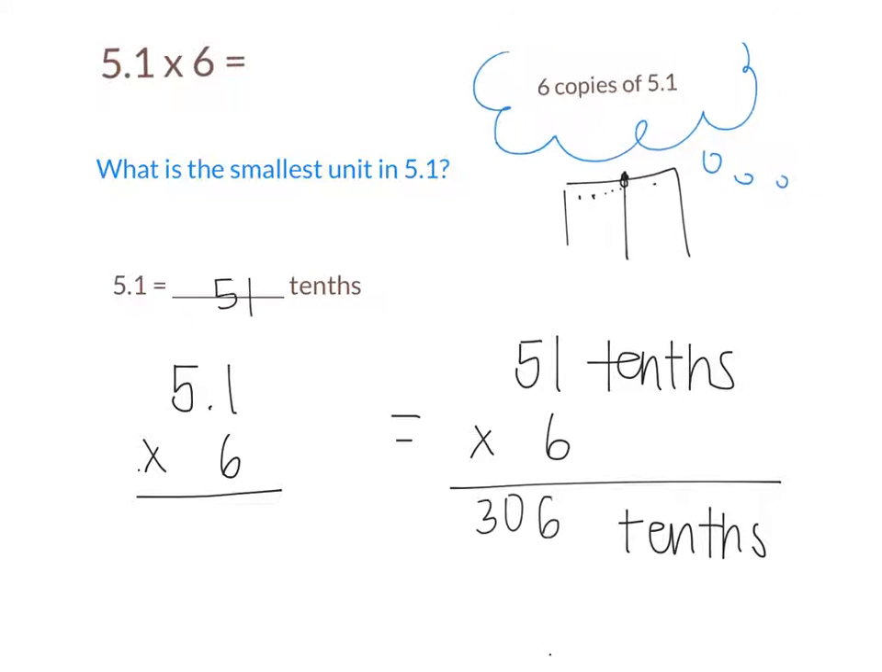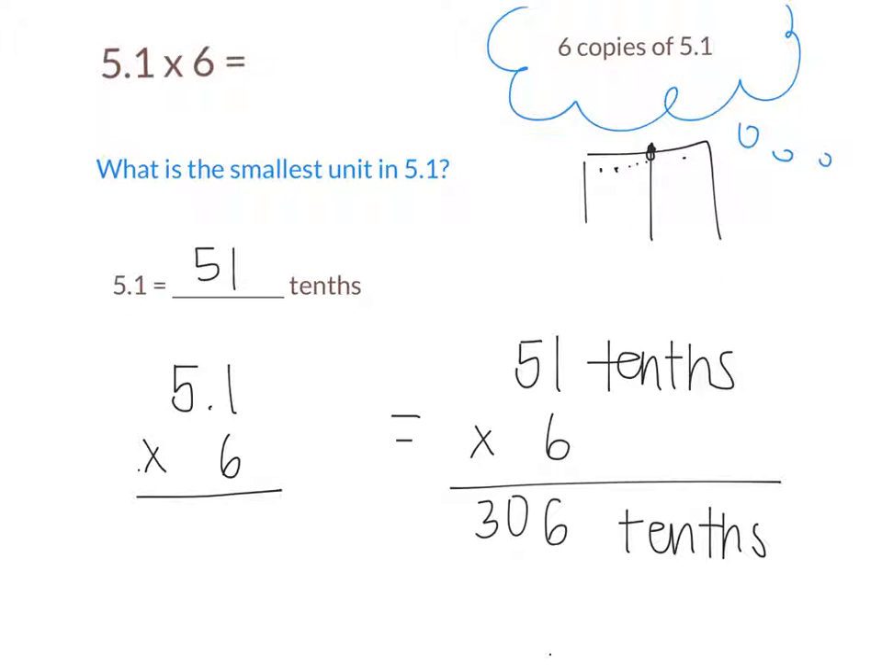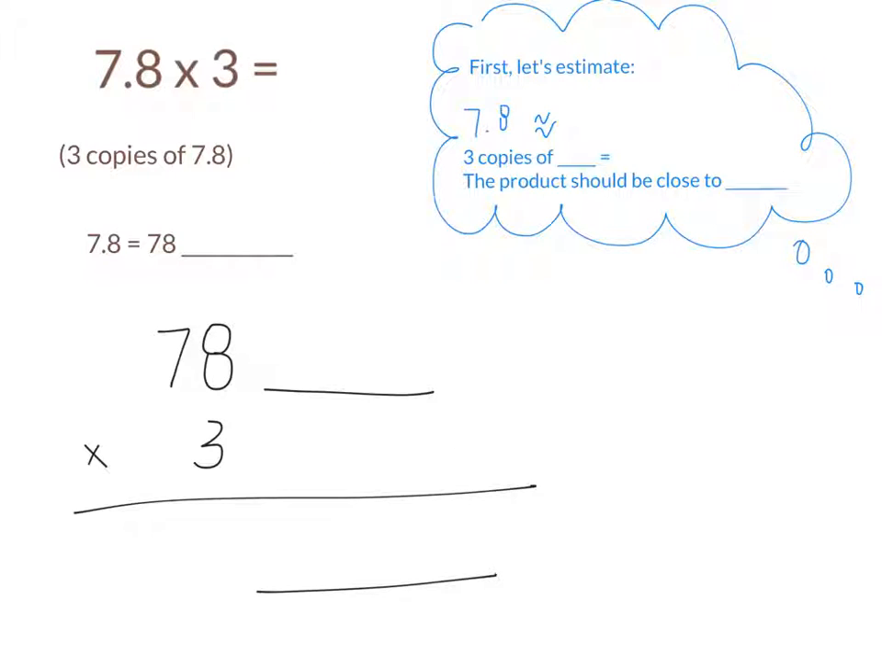And then the only last thing we need to do is write this 306 tenths in standard form. Remember, when you're writing something in standard form, you just write the numbers, 306, and then we want the rightmost place to be in which place value? So where does the decimal point need to go? In between the 0 and 6. So we can say in standard form that 5.1 times 6 is the same as 30.6.